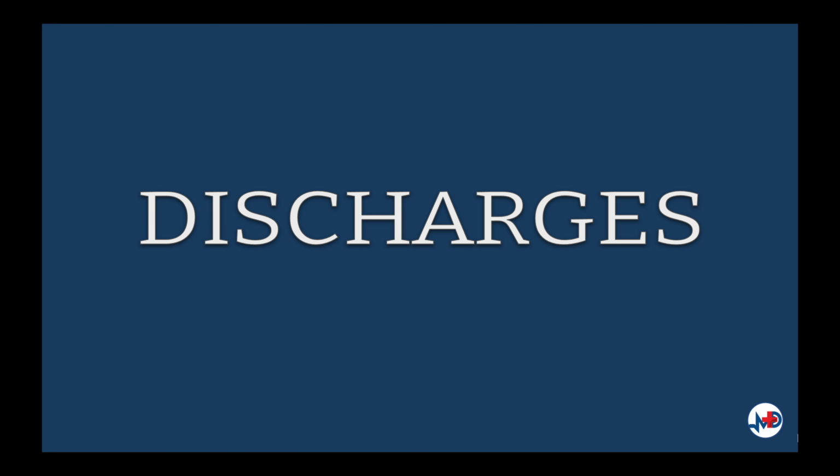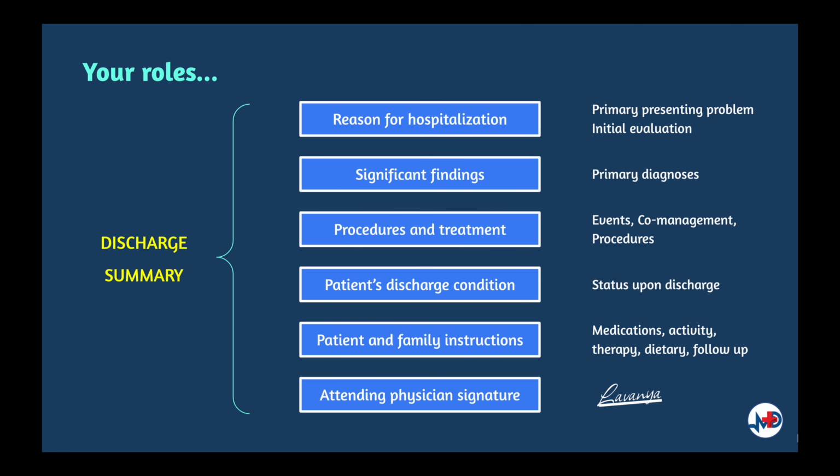Lastly, let's look at discharges. So a discharge summary plays a crucial role in keeping patients safe after leaving a hospital. Hospital discharge summaries serve as the primary documents communicating a patient's care plan to the post-hospital care team. So what are the 6 main components in a discharge summary? Reason for hospitalization, significant findings, procedures and treatment, patient's discharge condition, patient and family instructions, and lastly, the attending physician's signature.